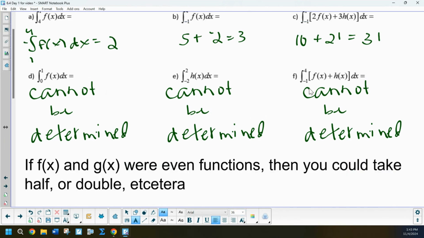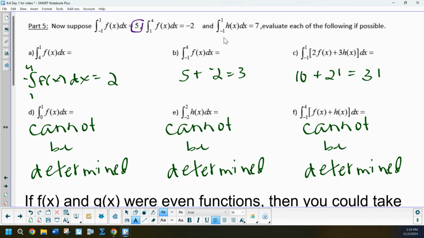So like here, when we look at f, f is asking you to add f and h. But h is not defined from negative 1 to 4. It's only defined from negative 1 to 1. So I can't separate that out. F is defined technically from negative 1 to 4. So I could find the f part, but not the h part. And then the same thing here.